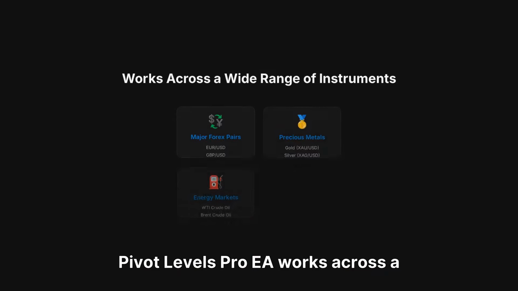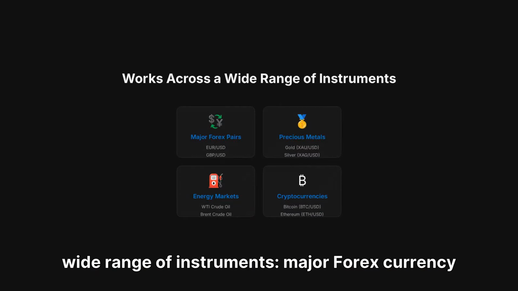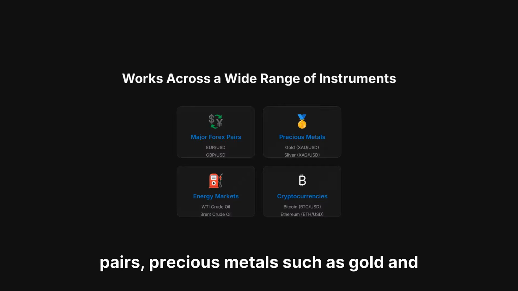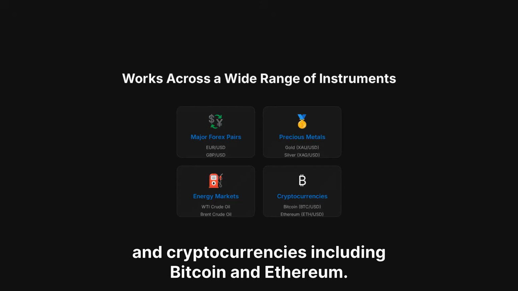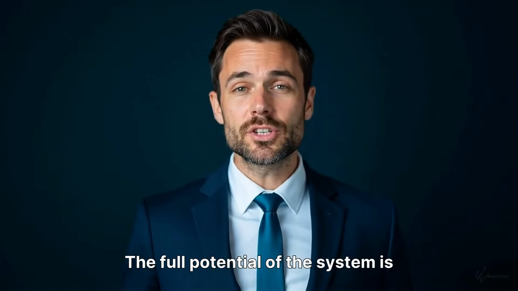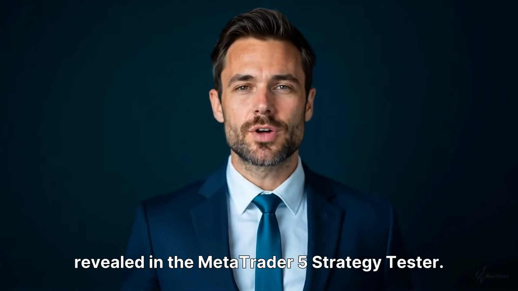Pivot Levels Pro EA works across a wide range of instruments: major Forex currency pairs, precious metals such as gold and silver, energy markets like WTI and Brent, and cryptocurrencies including Bitcoin and Ethereum. The full potential of the system is revealed in the MetaTrader 5 strategy tester.